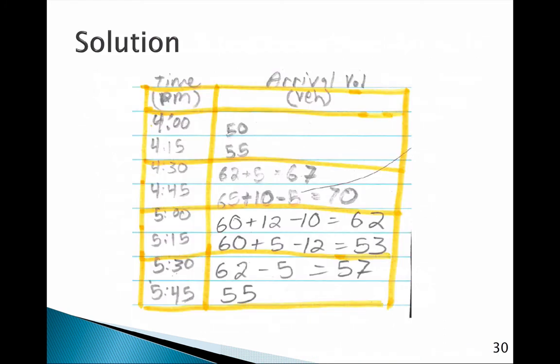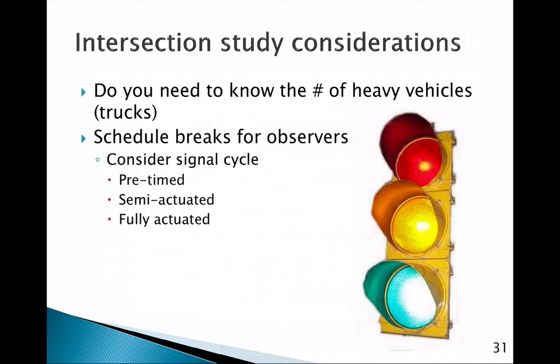So there's several periods here, 15-minute periods that are impacted by queuing. So that's how we get from departures, which we can actually count, back to arrivals, which is what we actually want to use.